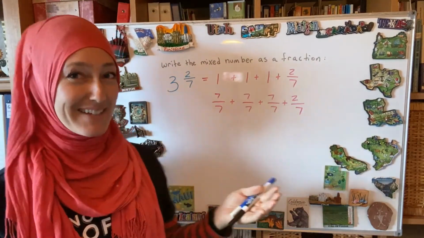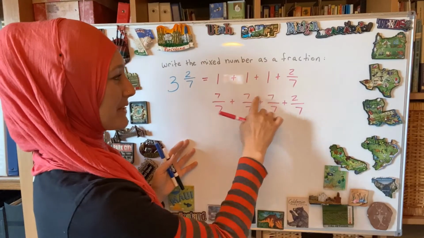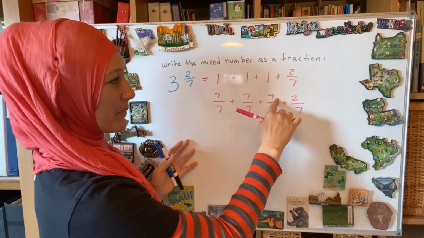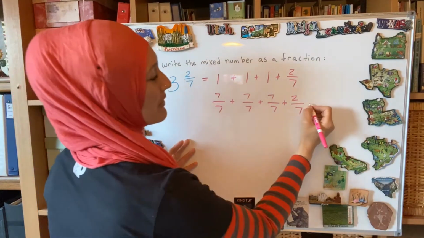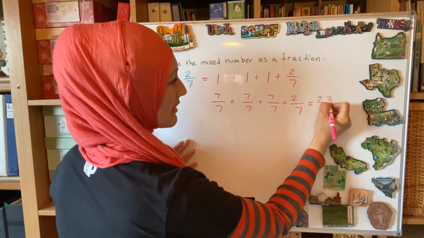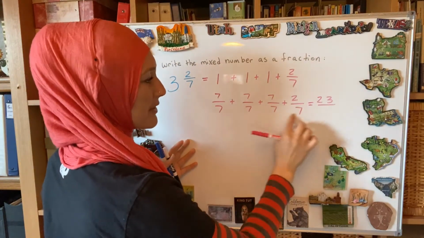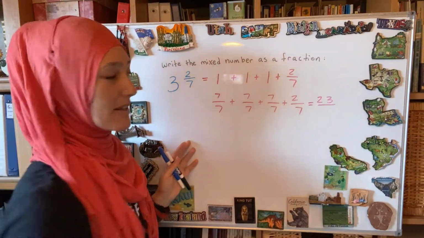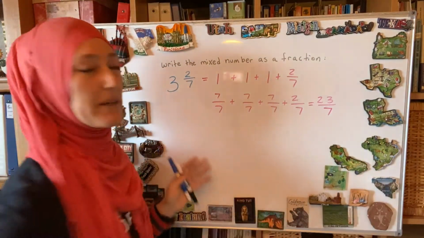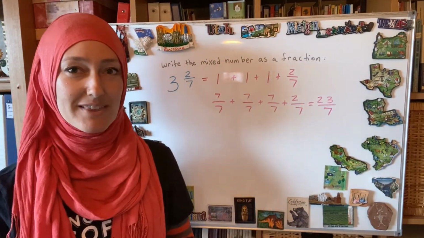Then I just add them together. So I have how many? 3 times 7, 21, 22, 23. And my 7 on the bottom is the size of the piece. That stays the same. So my renamed fraction is 23/7.